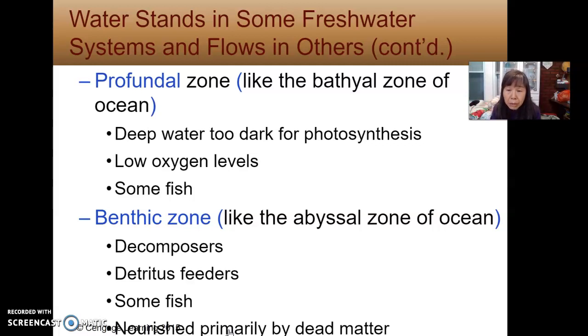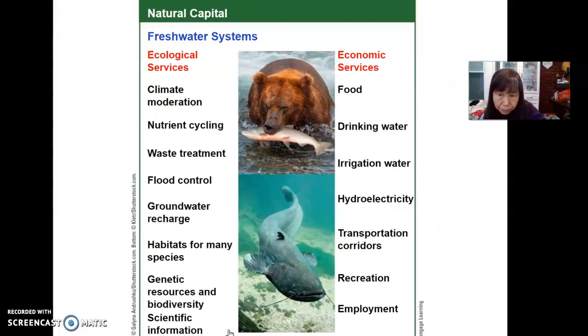And then the bottom part you call benthic zone, like the abyssal zone of ocean. You have decomposers, you have detritus feeders, some fish. And then this area is nourished primarily by dead matter. After decomposed, they become nutrient for other things.